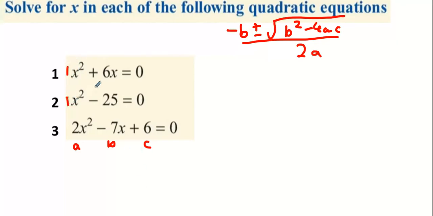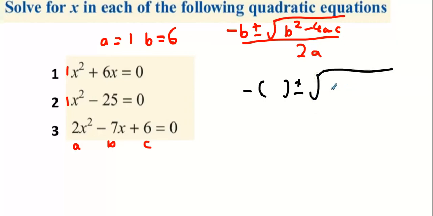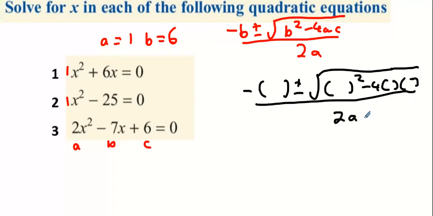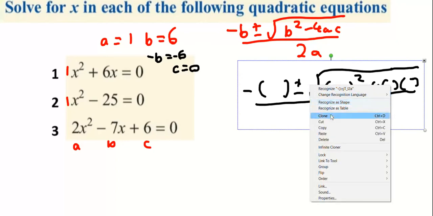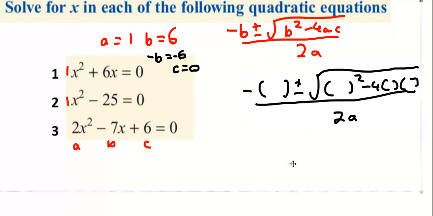So for question 1, a is 1, b is 6. Now we're going to use this formula a lot: minus b plus or minus the square root of b squared minus 4ac, all over 2a. Now, in the first question, minus b is minus 6, and there's no c value, so c equals 0. Okay, I'm going to copy this and have it ready to go every single time I need it.